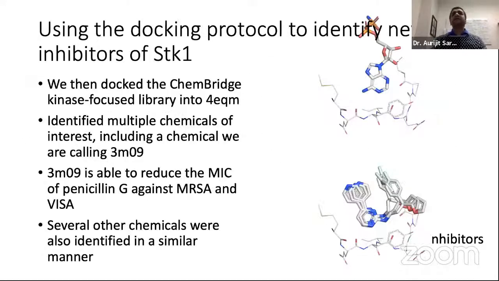I went ahead and used this docking protocol in order to dock a known kinase focused library into STK1. I essentially ended up with a bunch of chemicals that looked like they might be good inhibitors, of which this one was of particular interest to me. We're calling this 3M09. I won't get into the reasons of it, it's just procedural. 3M09 seems to form virtually the same interactions with the backbone of STK1 as does AMPPNP.